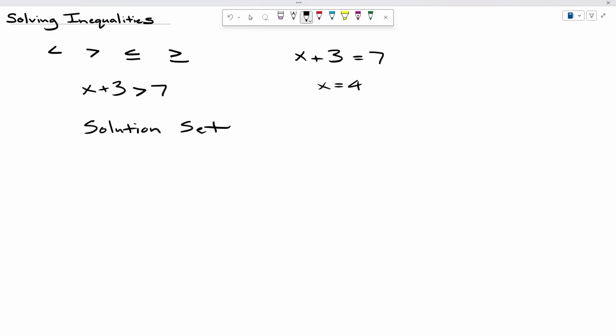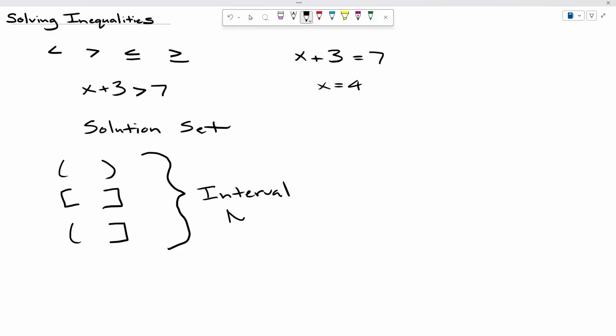So let's look at interval notation next. Interval notation is just a nice way for us to represent the solution set of an inequality using either parentheses or brackets, or you could have a combination of both: a parenthesis and a bracket. When we get our solution set, we can then write it out in interval notation, and it'll just be a different way of saying the same thing.